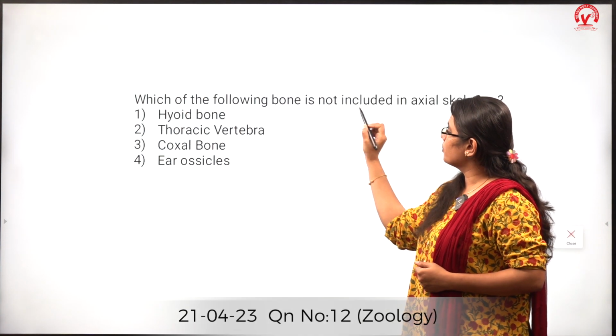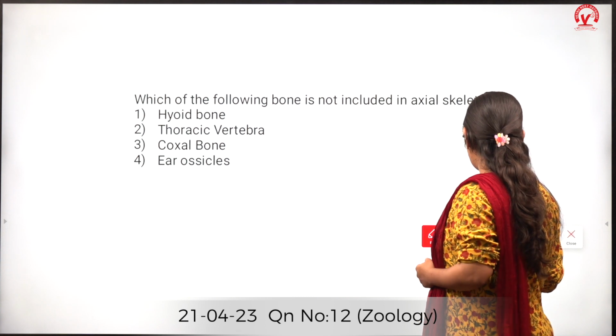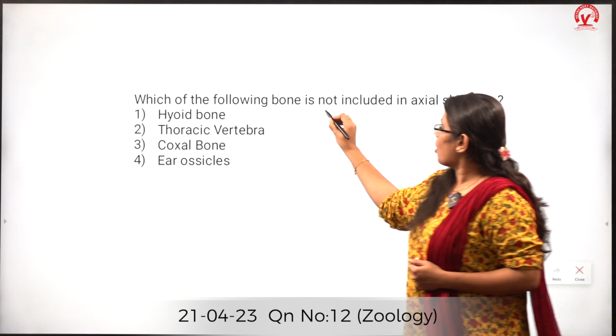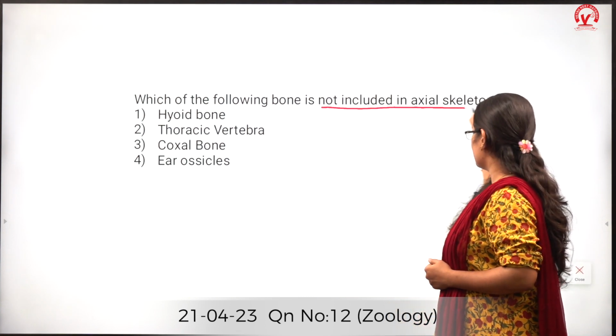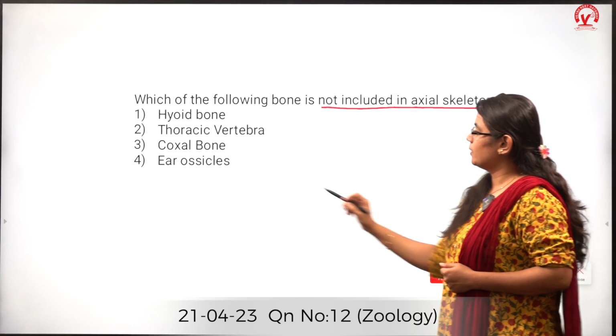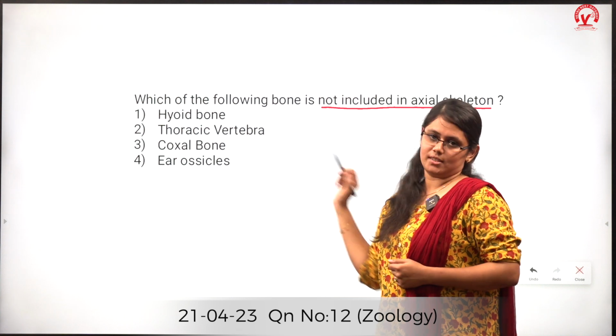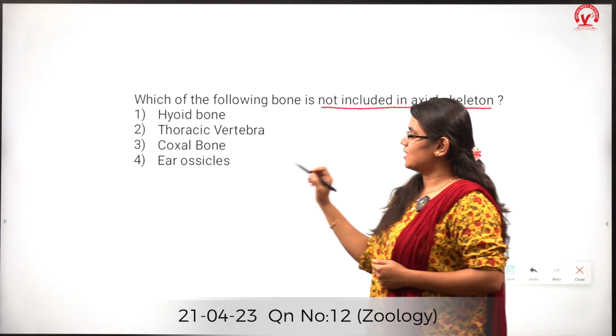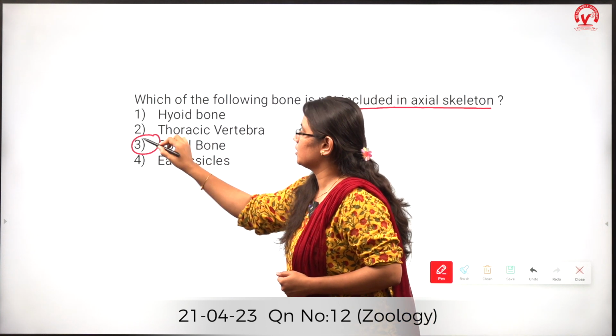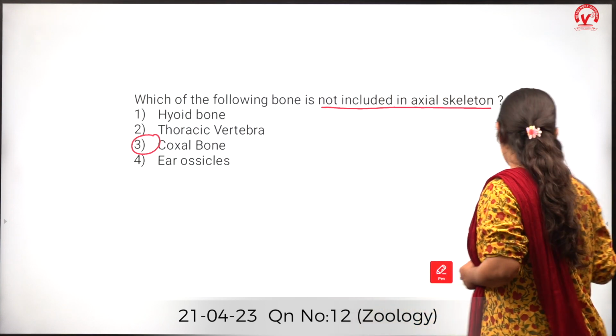Which of the following bones is not included in the axial skeleton? Not included in the axial skeleton. So the options are hyoid bone, thoracic vertebra, coxal bone and ear ossicles. Here the answer is coxal bone. So we'll discuss it with the diagram.